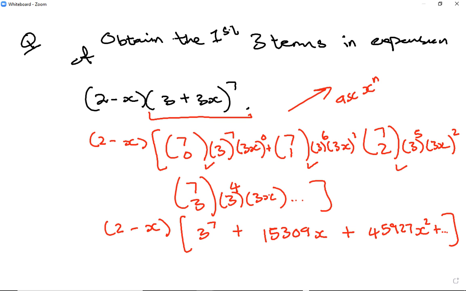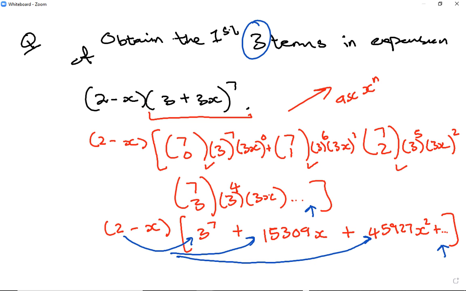And now I'm going to multiply that 2 in. Now if I multiply this 2 in here, I can get the first 3 terms, right? Which means I probably need one more term, which means I have to add one more term in here to get the 4th term, right? But I only need the first 3 terms. So these are my first 3 terms. All I'm going to do is multiply 2 in there. So 2 times each of these will give me my final answer. So 3 to the power of 7 times 2 is 4374.